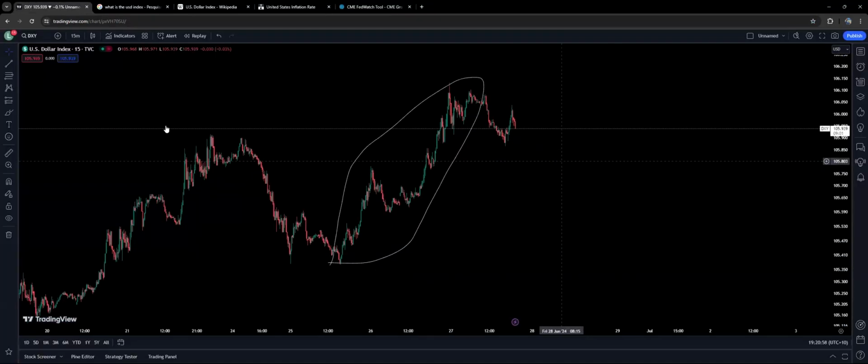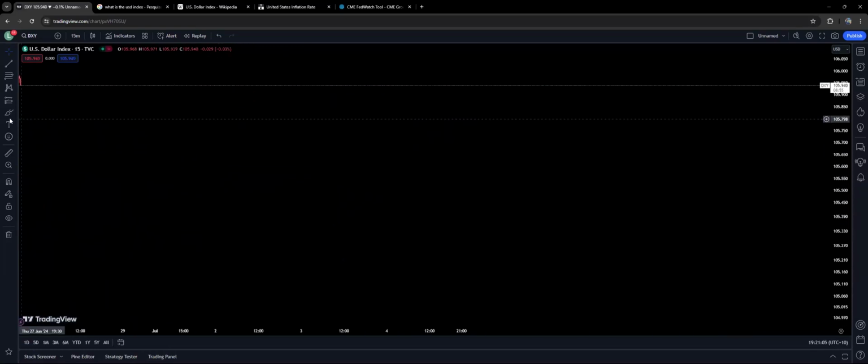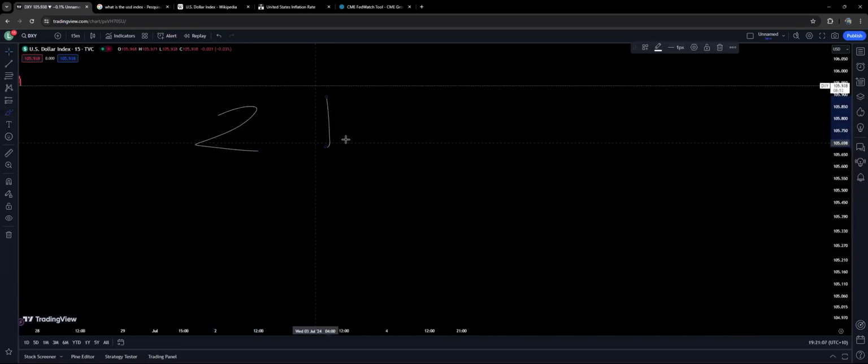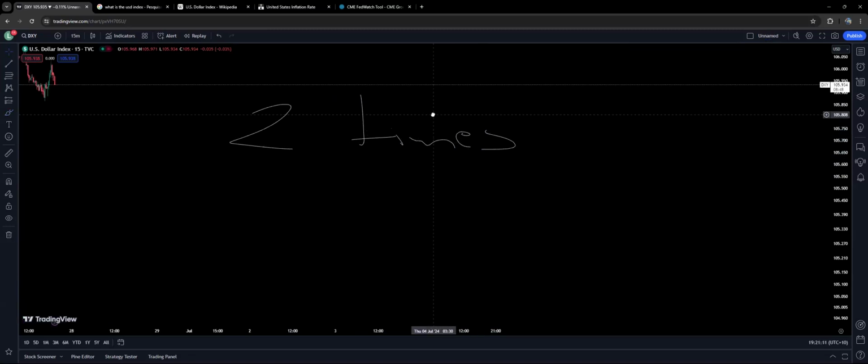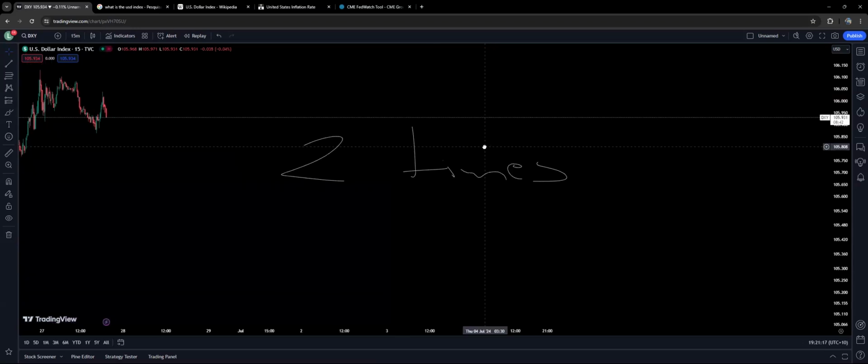Anyways, so coming back to the US dollar index. If they do cut 2 times, that would be not good for the US dollar, okay?